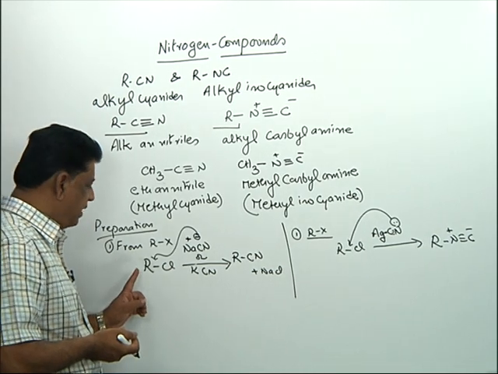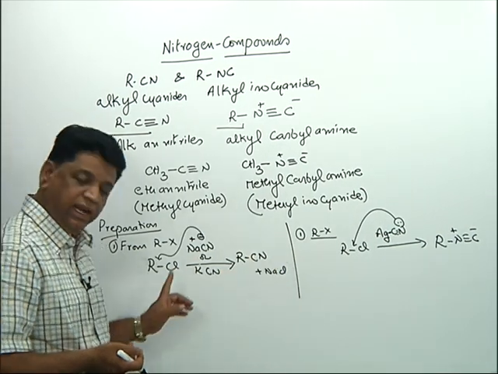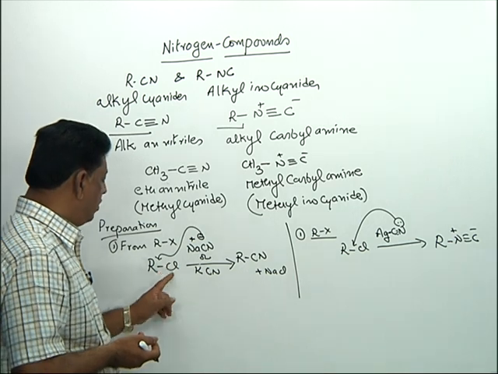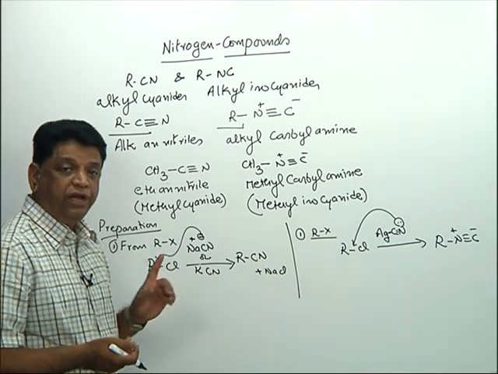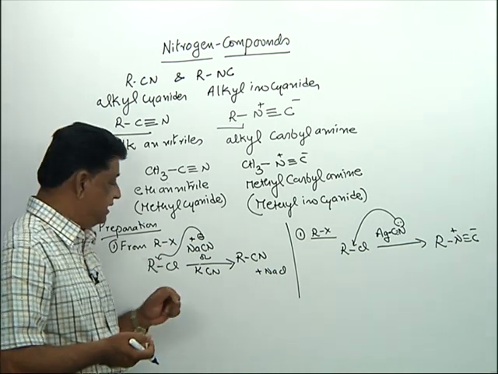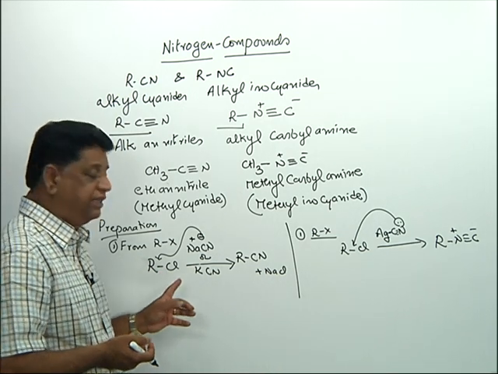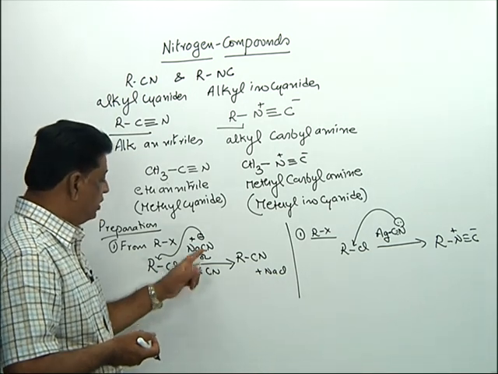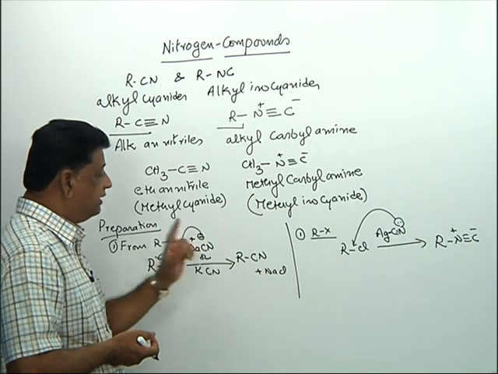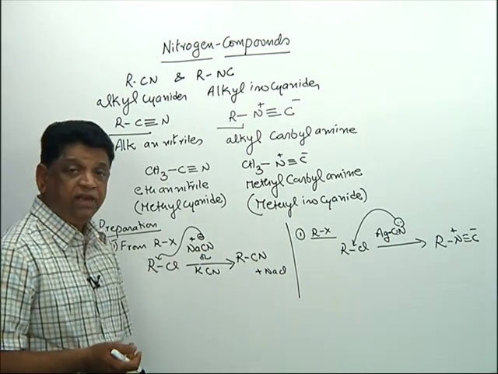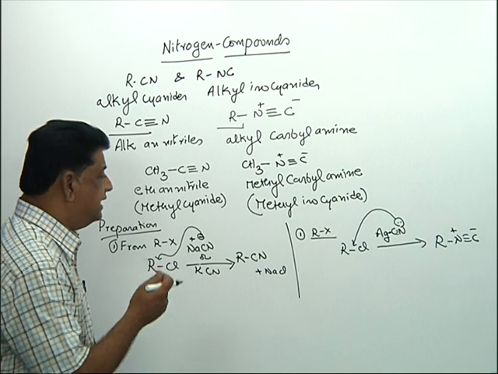Now we have one comparison: both starting materials are alkyl halides. You can take chloride, bromide or iodide. Iodide reacts very fast, but cost-wise the preferable one is chloride. Both potassium and sodium salts give the cyanide, whereas if you take silver cyanide, the isocyanide, NC, is the product.